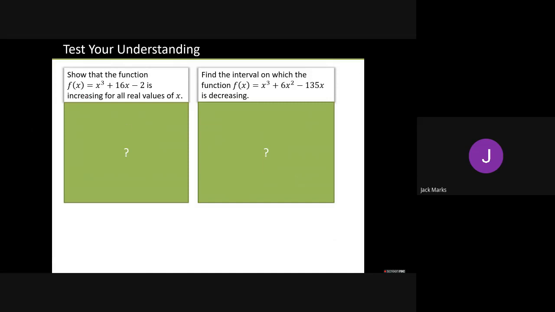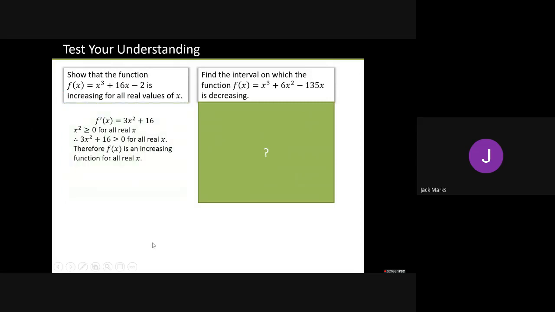Increasing for all real values. Easiest way to do that is going to be completing the square. So what you're going to get there is 3x squared plus 16. There's not really much to complete here because there are no x terms. So x squared is the part that's at least 0. Okay, so 16 is the minimum value.